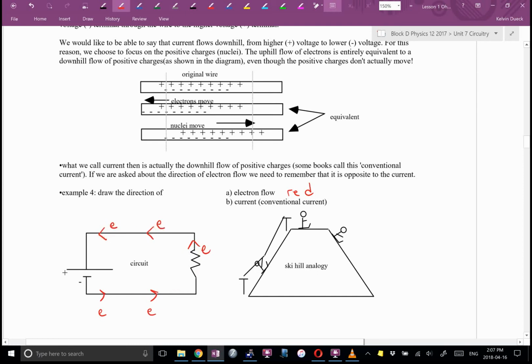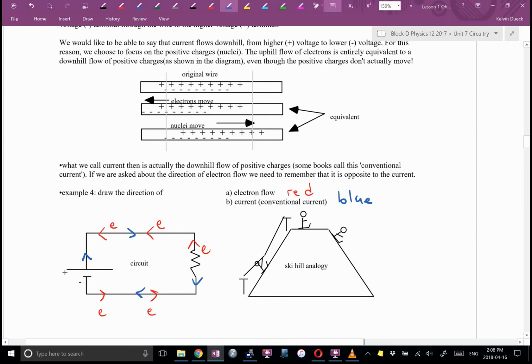But that's going to be confusing. The current, which I'm going to do in blue, flows from positive to negative. In other words, this is going to allow us to say that the battery gives energy to the circuit and the resistors bleed energy from the circuit, which is so much easier to think about rather than having to reverse everything.